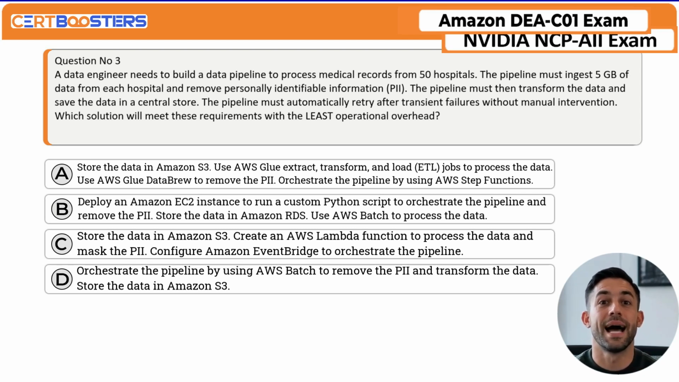C. Store the data in Amazon S3. Create an AWS Lambda function to process the data and mask the PII. Configure Amazon EventBridge to orchestrate the pipeline. D. Orchestrate the pipeline by using AWS Batch to remove the PII and transform the data. Store the data in Amazon S3.